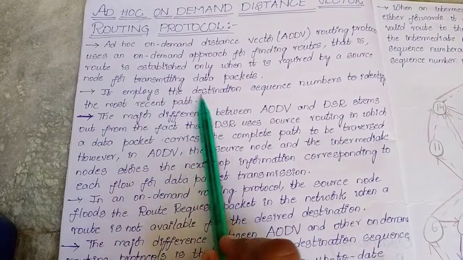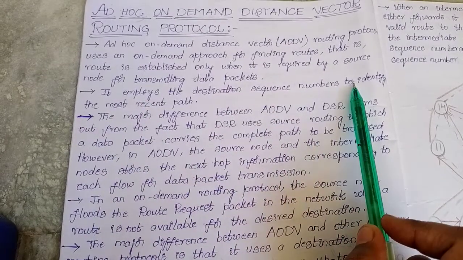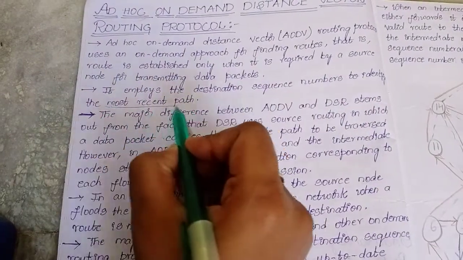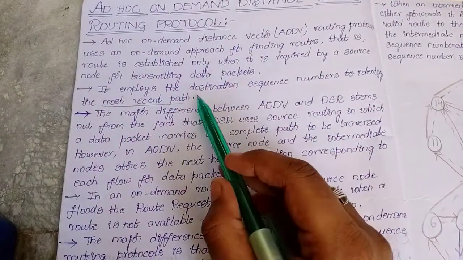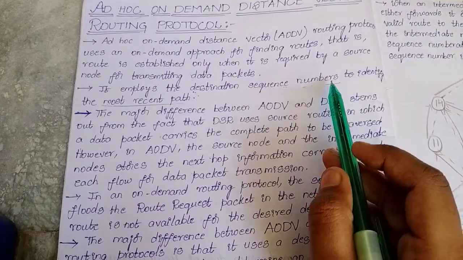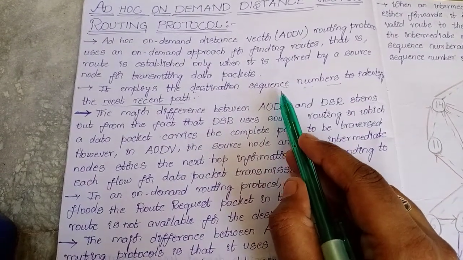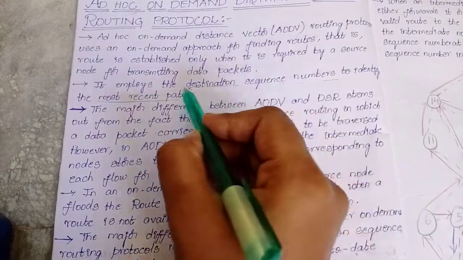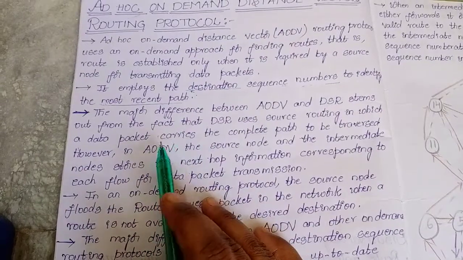It employs destination sequence numbers to identify the most recent path. In order to identify the most recent path, we will be using destination sequence numbers. A sequence number is nothing but a randomly generated number, and here the destination will generate these sequence numbers.